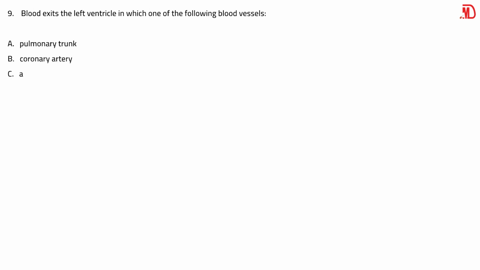Question 9. Blood exits the left ventricle in which of the following blood vessels? A. Pulmonary trunk, B. Coronary artery, C. Aorta, D. Pulmonary vein, and E. Superior vena cava.